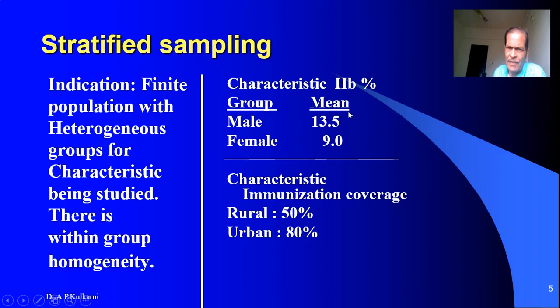So there is quite a lot of difference in the hemoglobin of the males and the females. And that's why we are justified in doing the stratified sampling in this case.